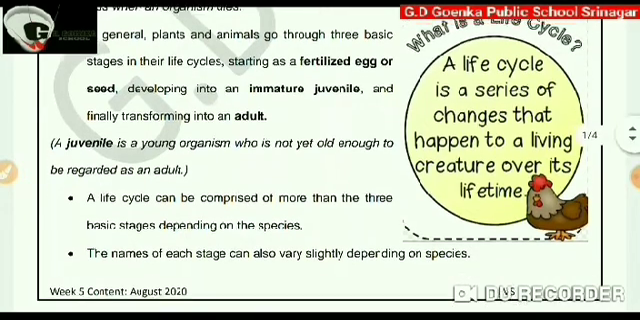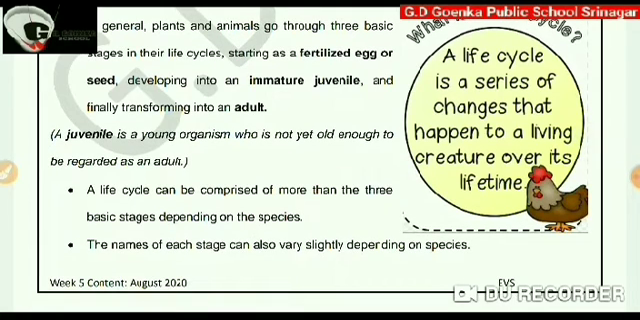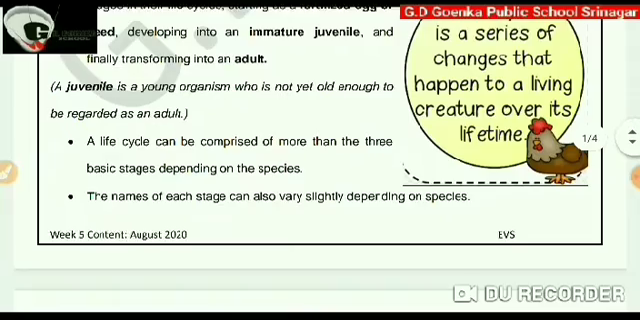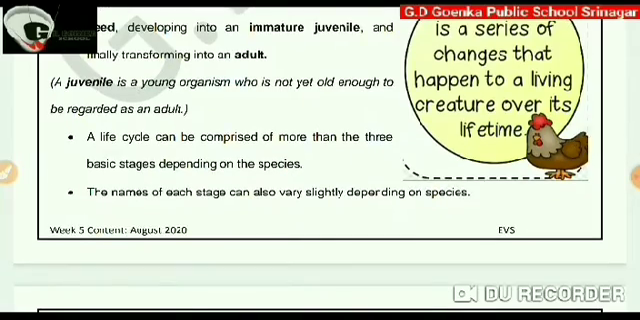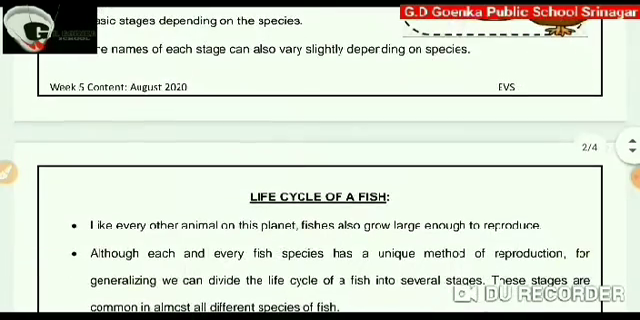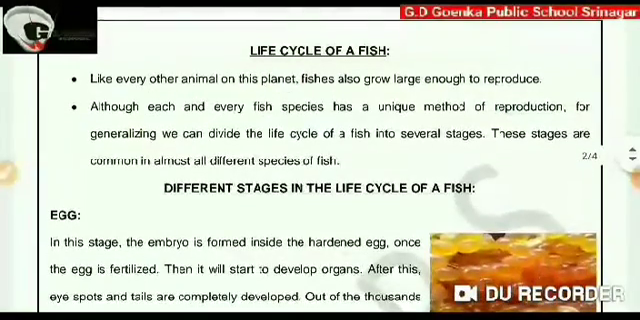So, what is a juvenile stage? Yes, a juvenile is a young organism who is not yet old enough to be regarded as an adult. A life cycle can be comprised of more than three basic stages depending on the species. So now we have the life cycle of fish.